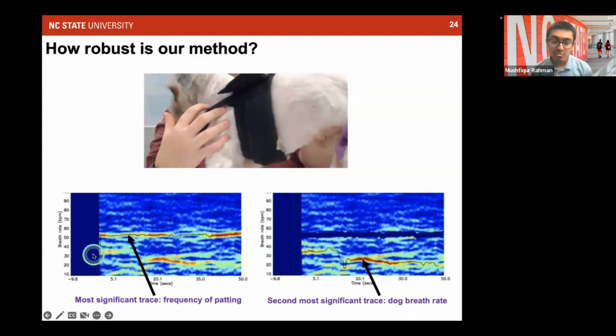If we first run our algorithm once, we can see that our method gives the most significant trace, which is the trace of the frequency of patting at around 60 BPM. But we can nullify or zero this trace, and run our algorithm again on the remaining spectrogram. This time we get the second most significant trace, and this trace corresponds to the dog's breath rate. So our algorithm is still workable when multiple types of motions are present.